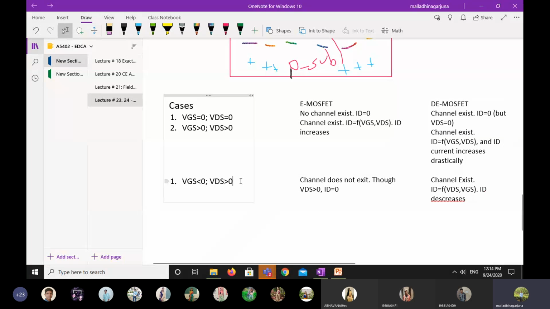Yeah. So the next one is one more case. If VGS equal to 0, VDS greater than 0. What happened now? What happened?